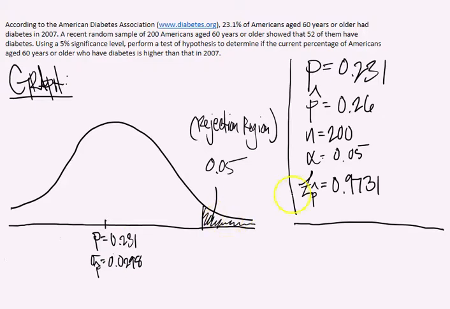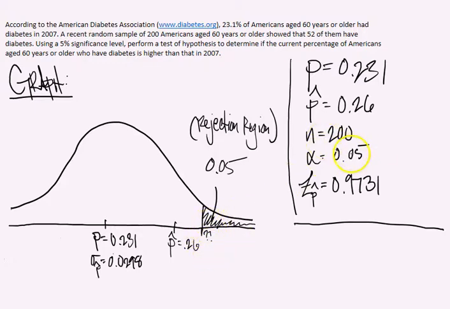Okay, now let's think about this. This is a z-score. Okay, my p hat value is 0.261. So my p hat value is somewhere over here, 0.26. The problem is I don't know what this value is. Okay, what is that value? What is this critical value?